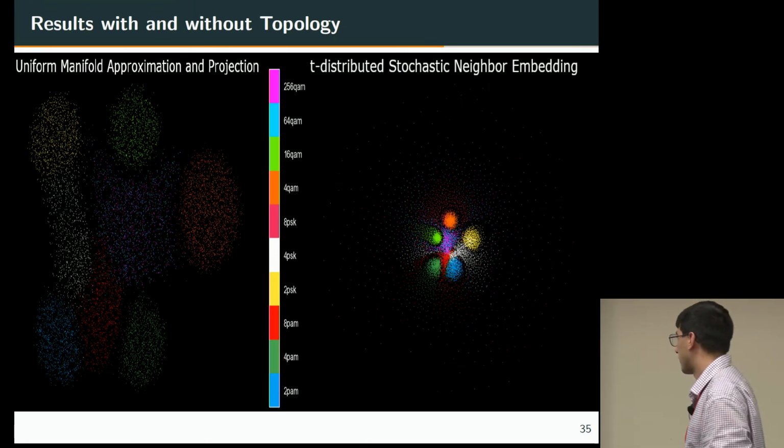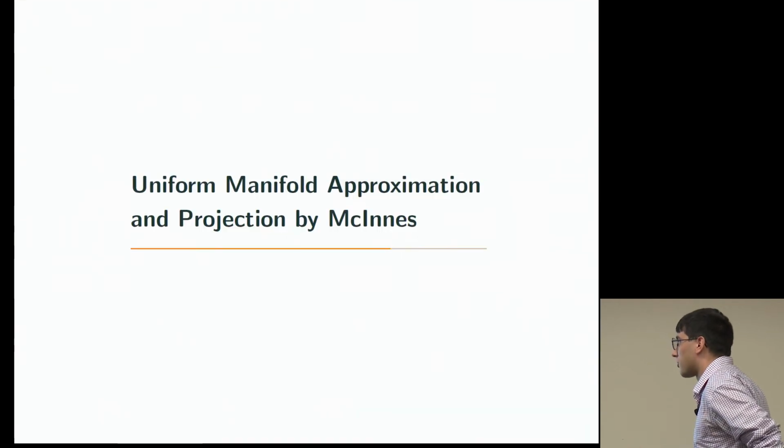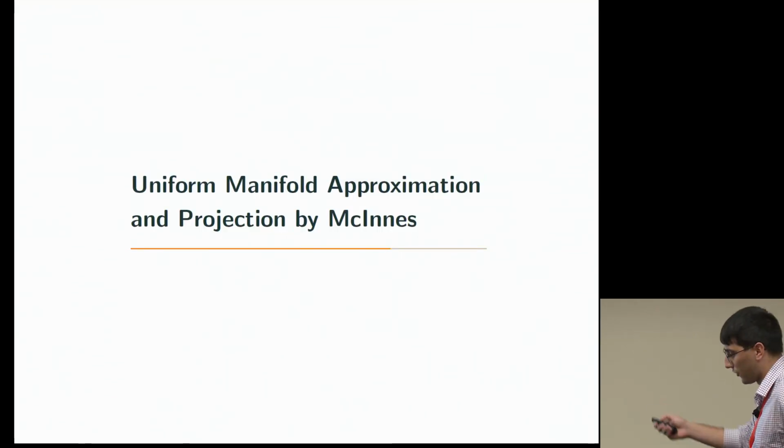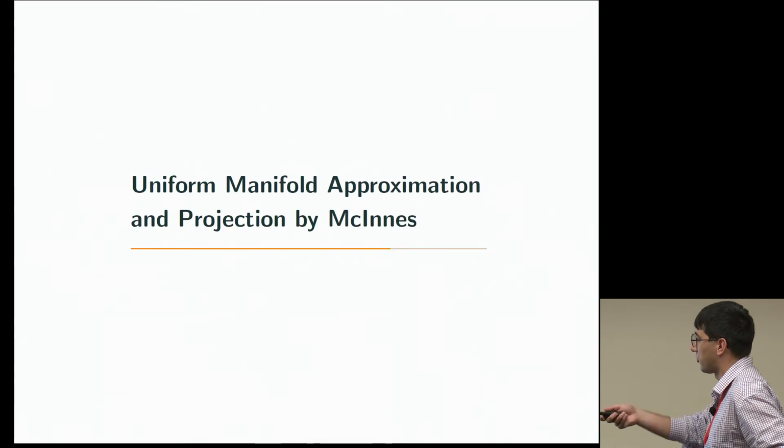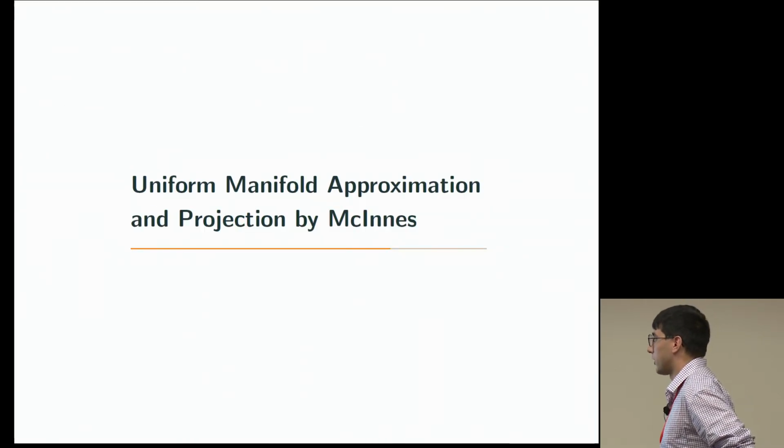So I think that's very impressive. So what is this method, and why is it cool? This is coming from the GitHub documentation of UMAP, which you should just go clone right now and play with because it's awesome.